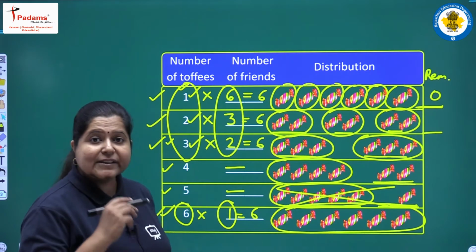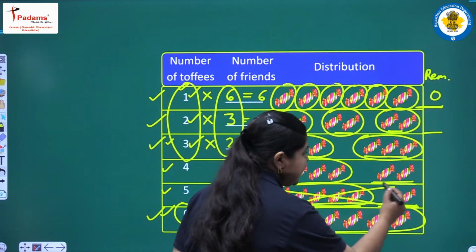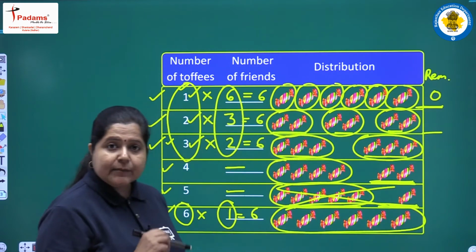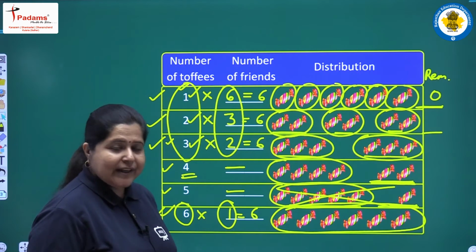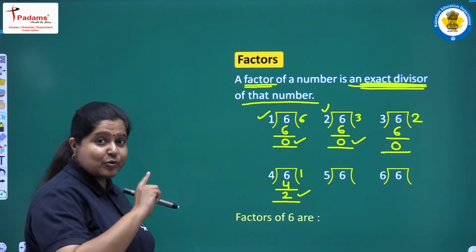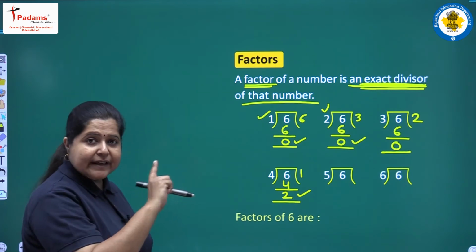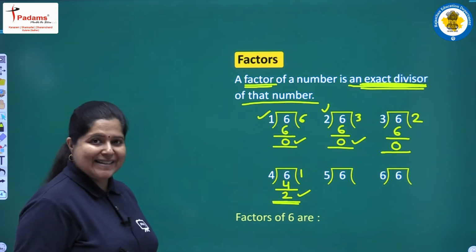That 2 toffees were left. The division was not exact, it was not complete, 2 toffees were remaining here, and so we were unable to distribute in this manner 4 sweets. So, here also we are having this 2 as the remainder. The same 2 toffees that were left there are now shown mathematically here in the form of the remainder.